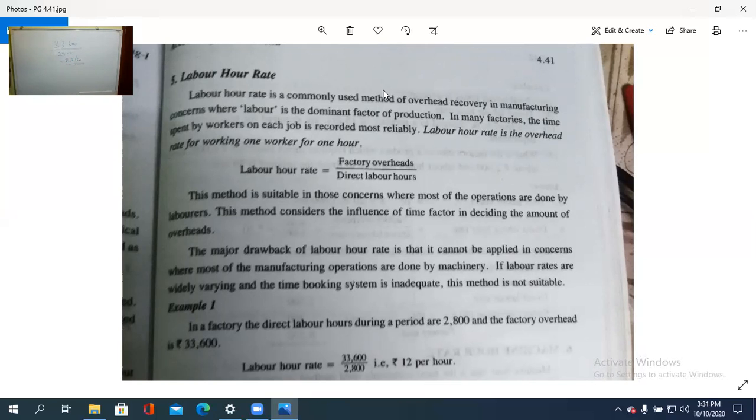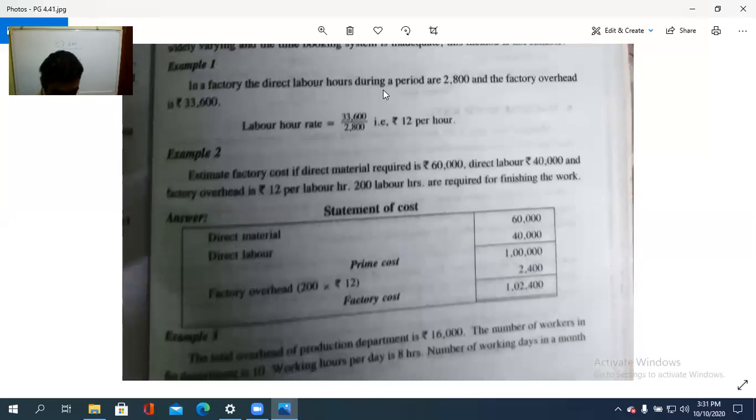Now, estimated factory cost if the direct material is 60,000 and direct labor is 40,000. So 1 lakh. This is the prime cost. And factory overheads, how much is it? It is given as factory overhead is 12 per labor hour. 200 labor hours are required for finishing the work.